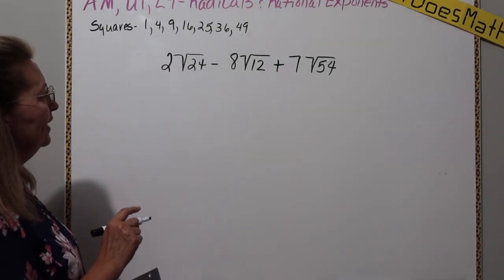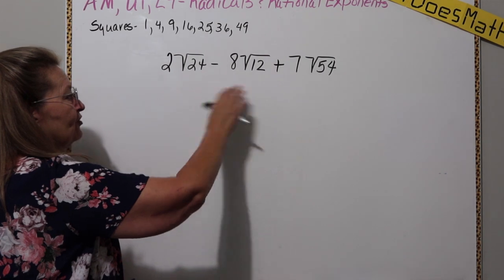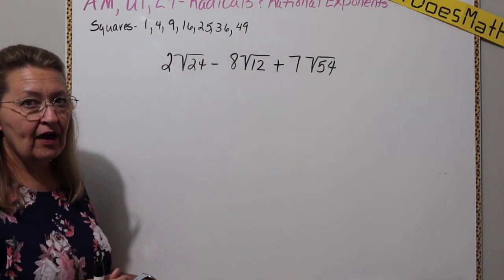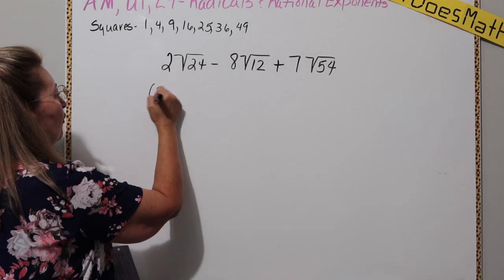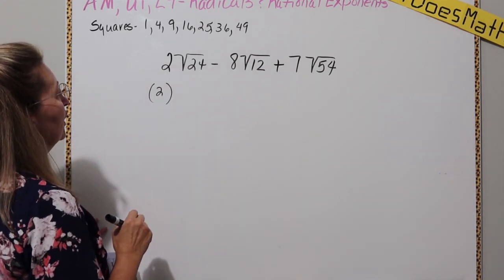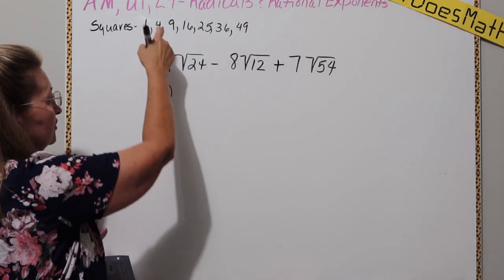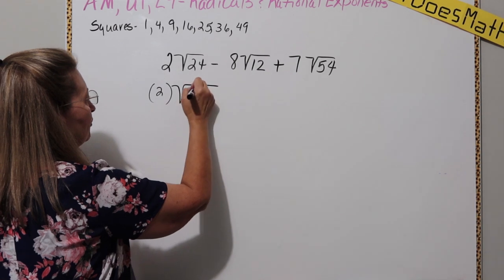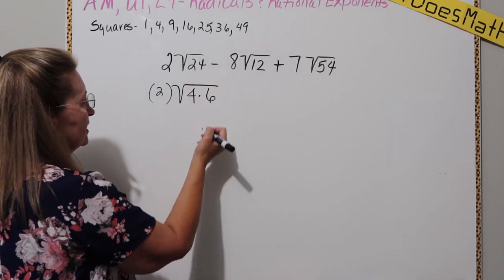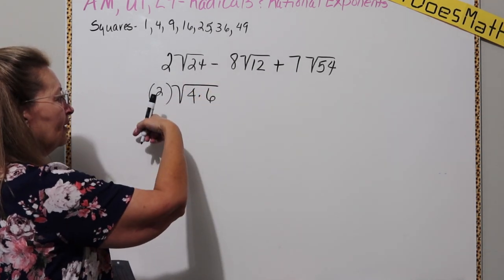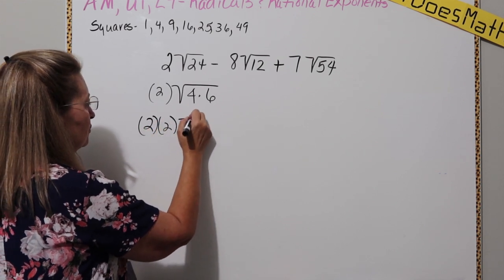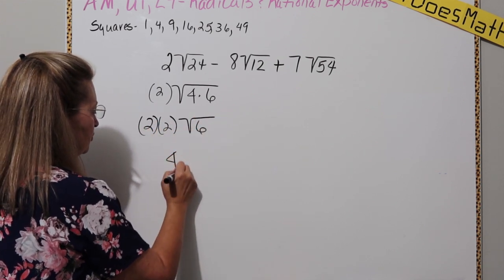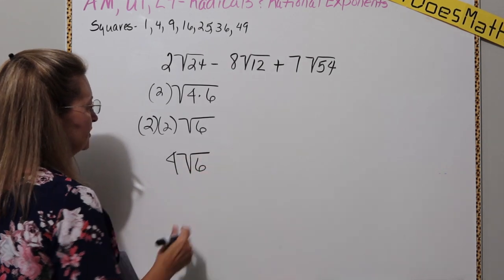Okay, let's look at number 8 now. Once again, we have 3 terms here. We're going to have to simplify them before we can combine. So I am looking for perfect squares that will go into 24. That's going to be 4. So I can rewrite that as 4 times 6. Now the square root of 4 comes out. So I have 2 times 2 square root of 6, which is 4 square root of 6.